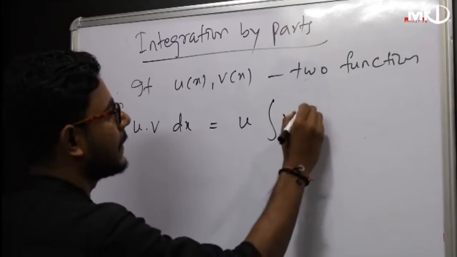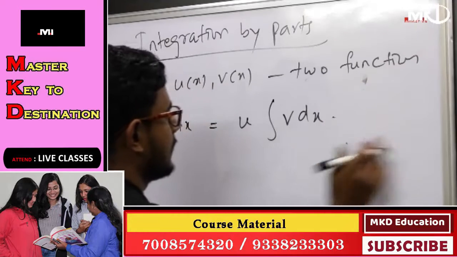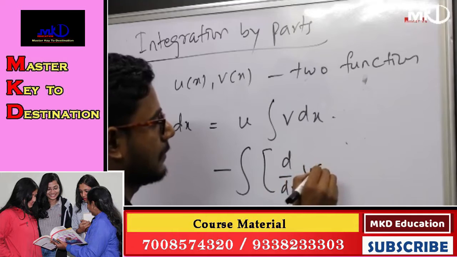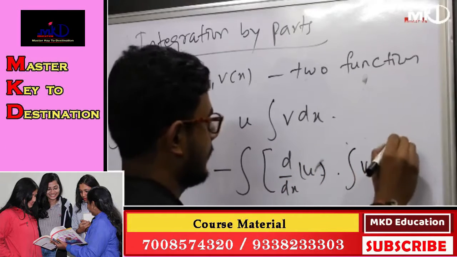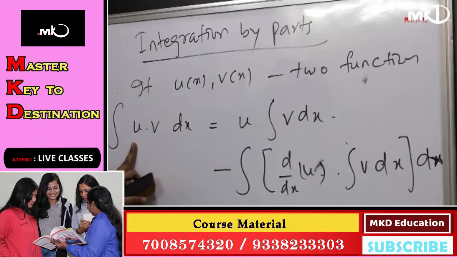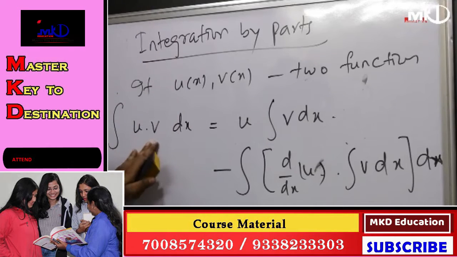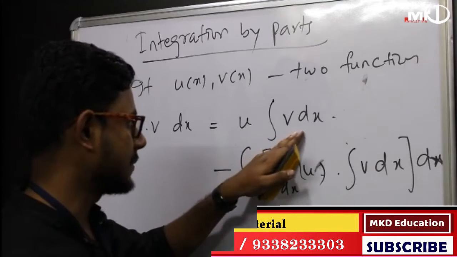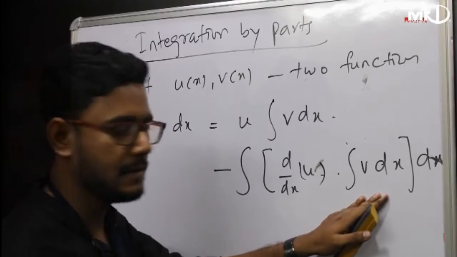u into integration of v, minus whole integration of derivative of u into integration of v. Okay, so if we take u as the first function and v as the second function, then integration by parts says the formula to find the integration of u and v is first function into integration of second, minus whole integration of derivative of first function into integration of second.